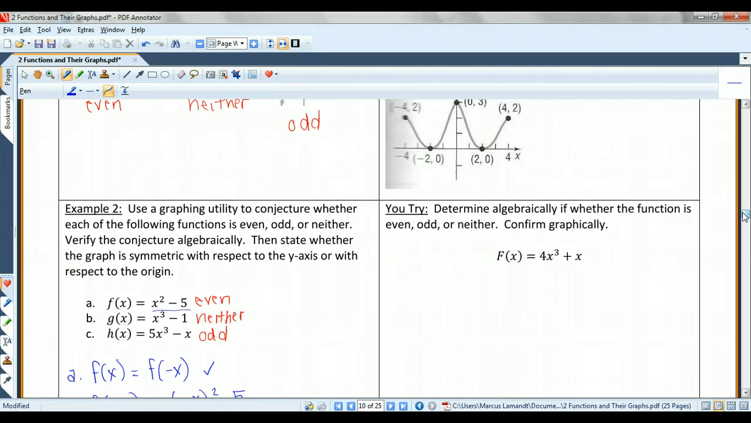State whether the graph is symmetric with respect to the y-axis or with respect to the origin. I'll just write that up here. Switch back to red. Y-axis, origin. There we go.